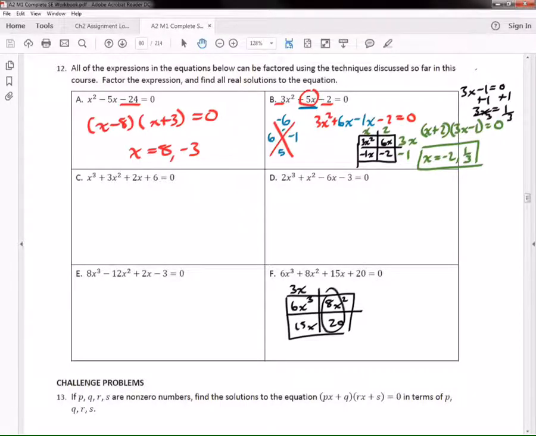And then I look at the next column. In this column I could take out a 4. A 4 would be the highest number I can divide the 8 by, and the 20. Then if I look at this, the highest number I can divide the 6 and 8 by is 2, and the highest I can divide the x to the third and the x squared by is x squared. Finally, the last one, I can divide each of those by 5, and that's it. So the two factors that I get from my box are 3x plus 4 times 2x squared plus 5.